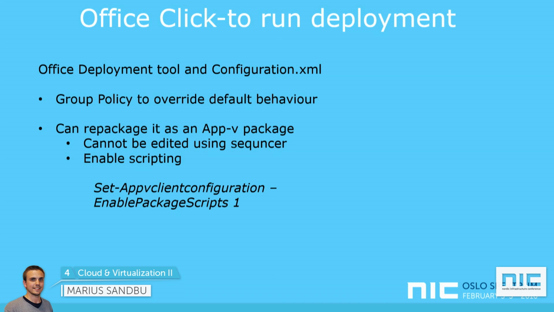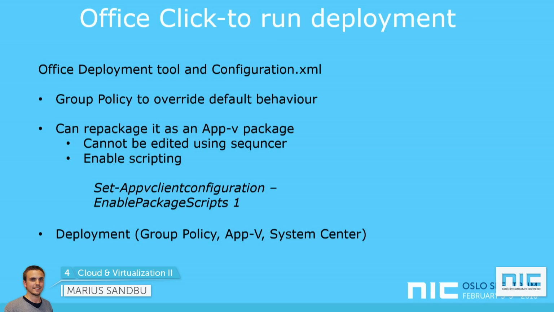But if we create an App-V package, it needs to be run on a clean virtual machine with nothing else installed, kind of like the same we do when we're doing sequencing with App-V. We cannot edit the package with the sequencer in App-V. We need to enable scripts on our App-V client as well. But deploying Office as such can either be done using group policy, we can use the App-V feature, or we can use System Center Configuration Manager, or any type of deployment tool which allows us to run a setup.exe file with parameters, basically.